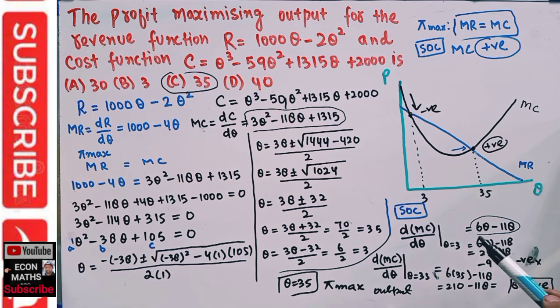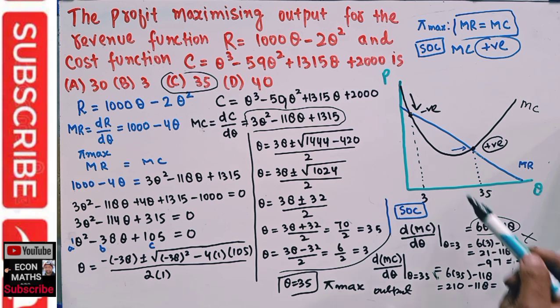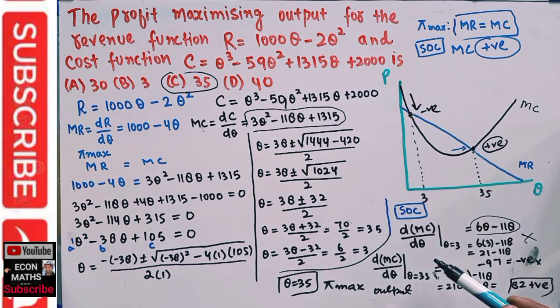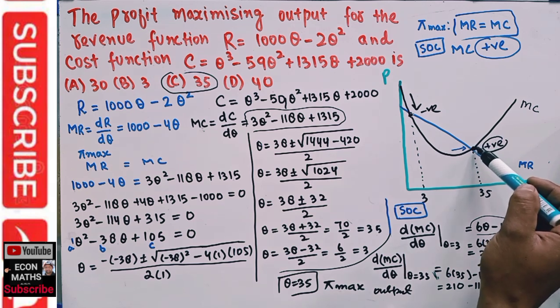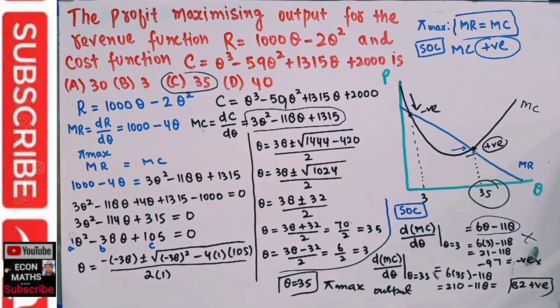When we evaluate it at the critical points, we need to find out the output level where the value comes out to be positive. So when q is equal to 3, we got a negative number. That cannot be our profit maximizing output, because it shows that the slope is negative at this point. Then we evaluate the slope of the marginal cost function at q is equal to 35, and at that point we got a positive number. That means this must be the critical point for profit maximization. I hope I make myself clear in this video. Thank you.